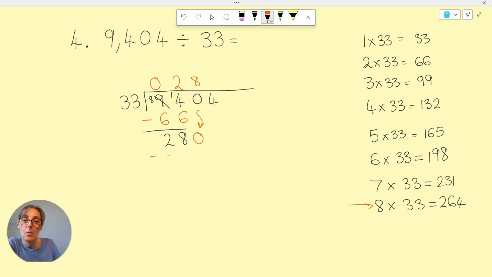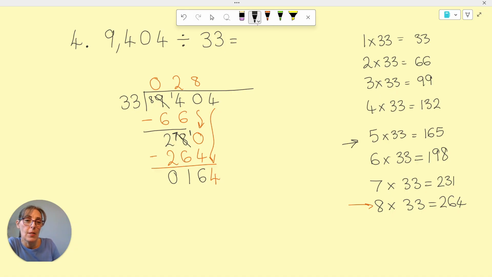So subtract 264. Okay. Oh, I'm doing that with black now. Made a mess of that. Okay. So we need to borrow 1 to put next to here to make a 10. And then we've got 10 take away 4, which is 6. 7 take away 6, which is 1. And 2 take away 2, which is 0. So now we need to bring the 4 down.